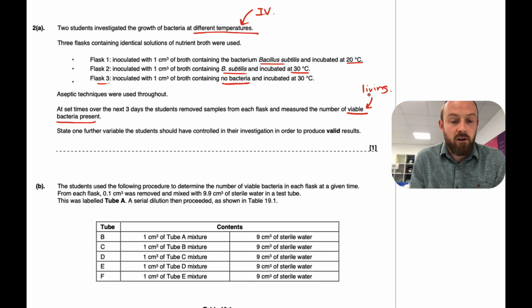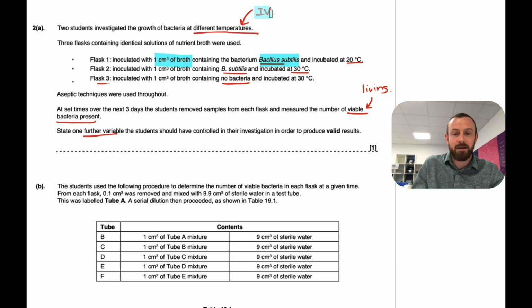State one further variable the student should have controlled in their investigation in order to produce valid results. It says further variable. So we can't talk about anything that's already been controlled. We've already controlled a bunch of things. We've already used 1 centimeter of broth, so we're not going to talk about that. We're using the same bacteria. We're certainly not talking about temperature, because that's the independent variable. So what other things can we talk about?